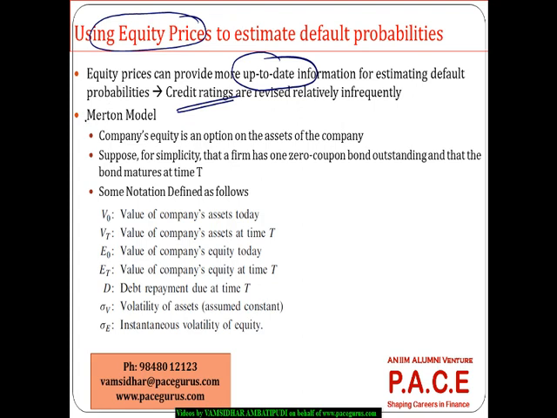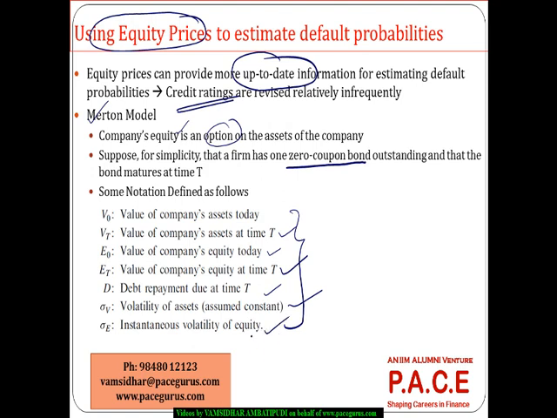And research in that direction has been made by the Merton model, which assumes that the company's equity is an option on the assets of the company. For simplicity, look at it like this. A firm has only one zero coupon bond that is outstanding and that matures at time T. Based on that, V0 is the value of the company's assets today, VT is the value at time T. Similarly, E0 is the value of the equity at time 0, ET is the value of the equity at time T. D is the amount that needs to be paid at time T. And I look at the volatility of the assets and the volatility of the equity.